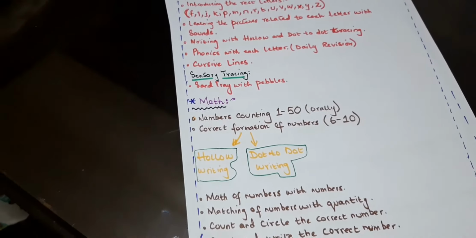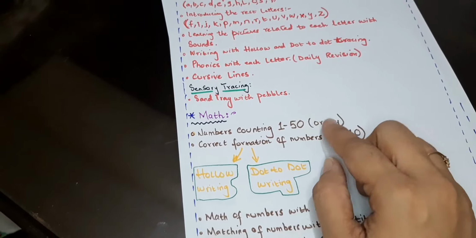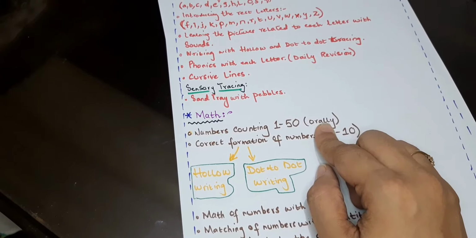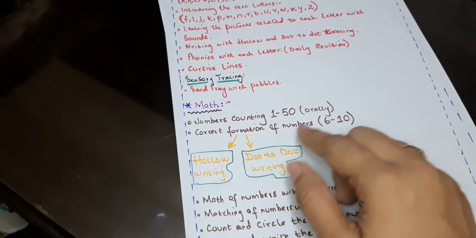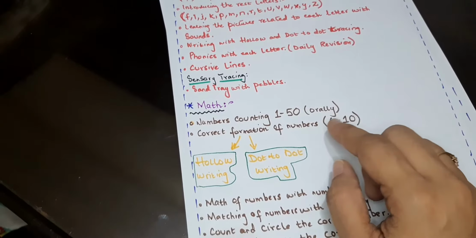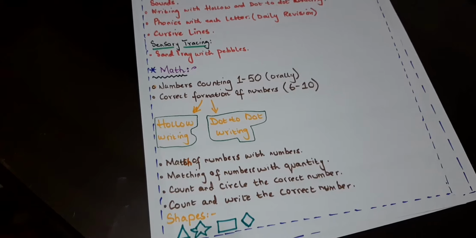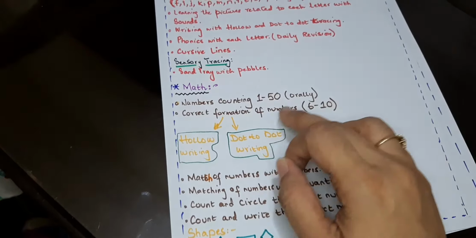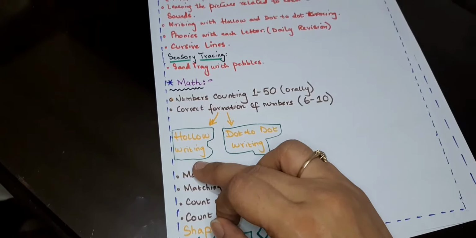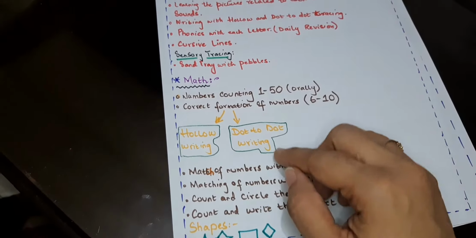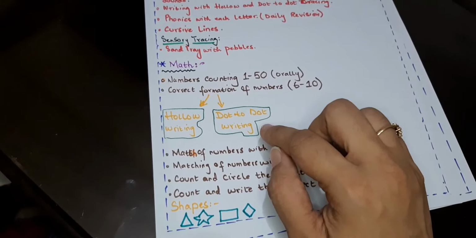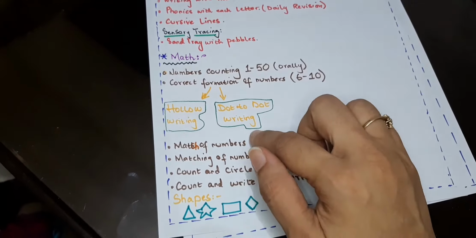So let's move on to maths. The first thing is number counting from 1 till 50 orally. They have to learn the correct formation of numbers from 6 till 10. The correct formation of numbers will be done with hollow writing and dot to dot writing. I've already explained in detail what these two are.